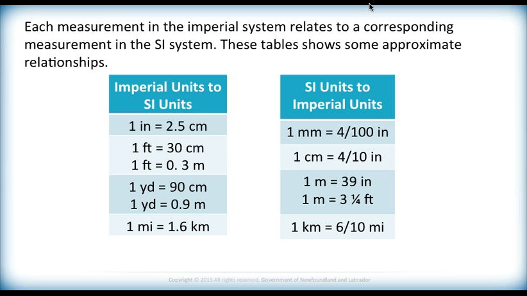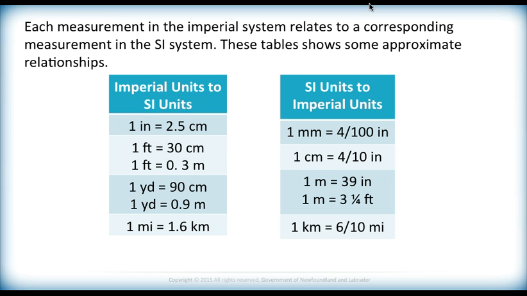1 inch equals 2.5 centimeters. 1 foot equals 30 centimeters. 1 foot also equals 0.3 of a meter. 1 yard equals 90 centimeters. And 1 yard equals 0.9 of a meter. 1 mile equals 1.6 kilometers.